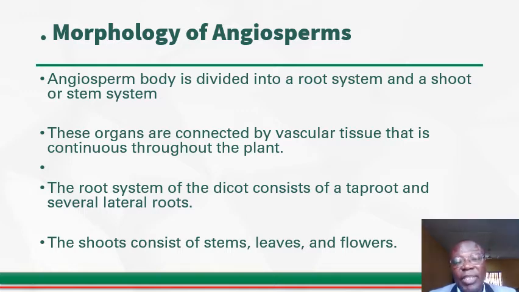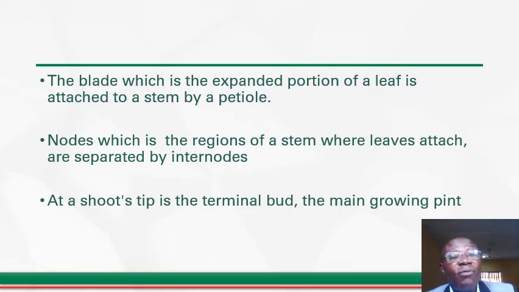The shoot consists of the stems, the leaves, and the flowers. The stem is the one that carries the leaves and the flowers above the ground. The leaves carry out photosynthesis, and the flowers are for reproduction in the angiosperm. Then we have the blade in the leaf, which is the expanded portion of a leaf. It is attached to the stem by a structure called the petiole.